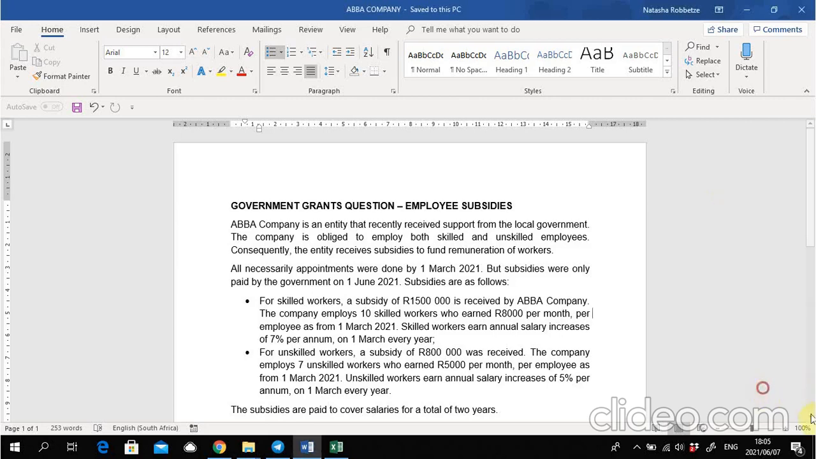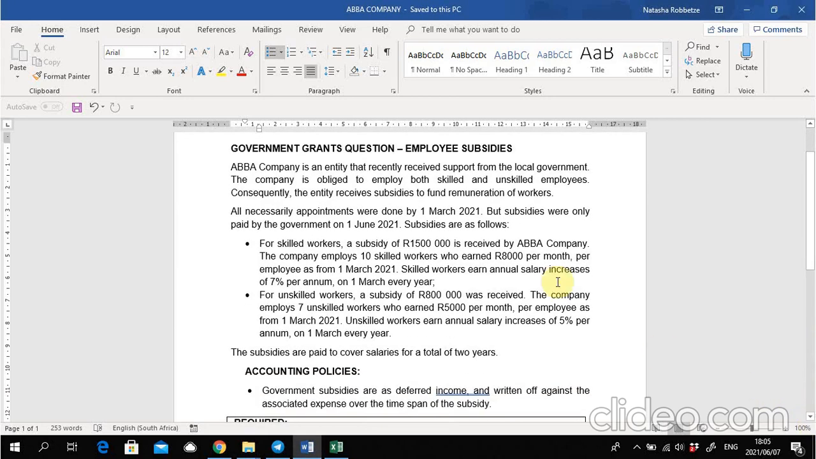So if we read together, the question says, Abba Company is an entity that recently received support from the local government. The company is obliged to employ both skilled and unskilled employees. Consequently, the entity receives subsidies to fund remuneration of workers. All necessary appointments were done by 1 March 2021, but subsidies were only paid by the government on 1 June 2021. All right, so this is beginning to sound a lot like South Africa. You already have to appoint people in March, but you only get payment in June.